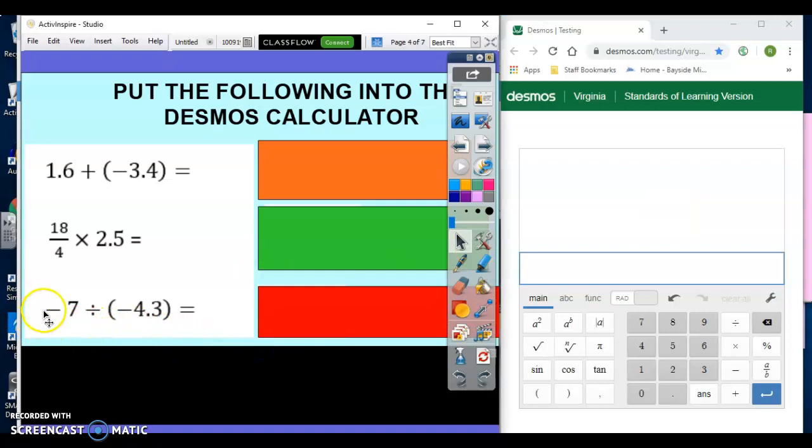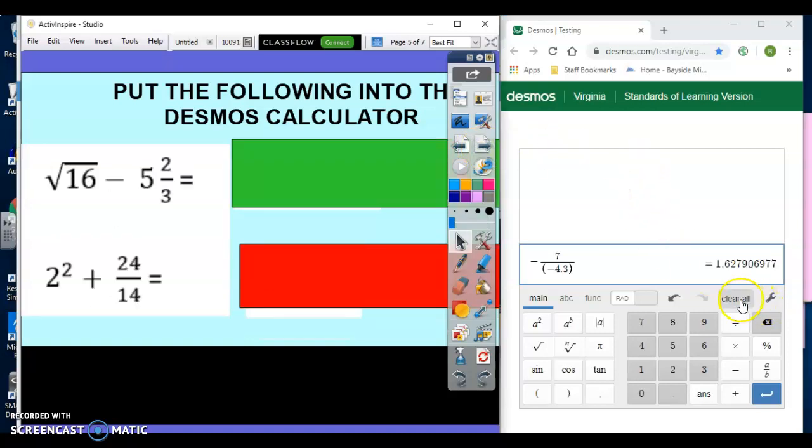Next one. Go ahead and type this in, negative 7 divided by, parentheses, negative 4.3, parentheses. So type that in completely. So we have negative 7 divided by, parentheses, negative 4.3, parentheses. And the answer you should have got is a positive 1.62790697. The reason it's positive is because a negative divided by a negative gives you a positive answer.